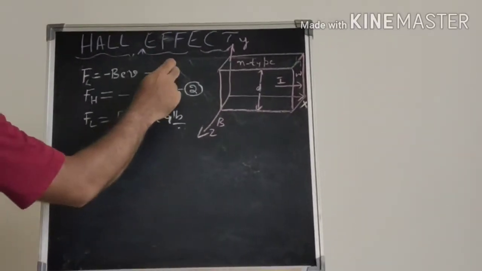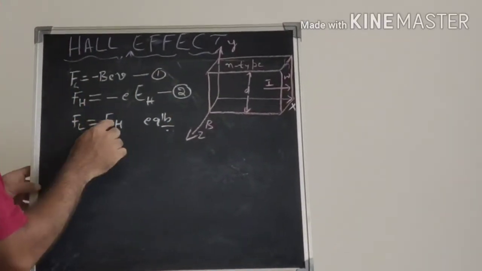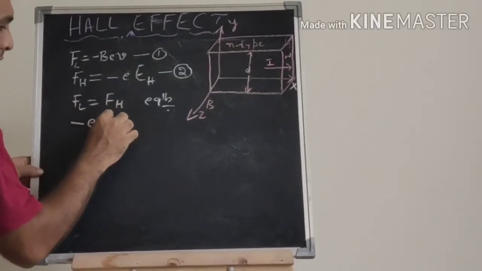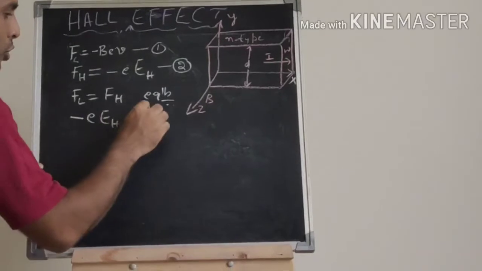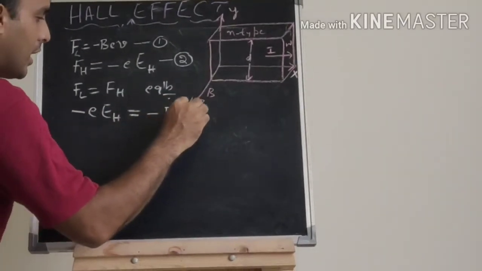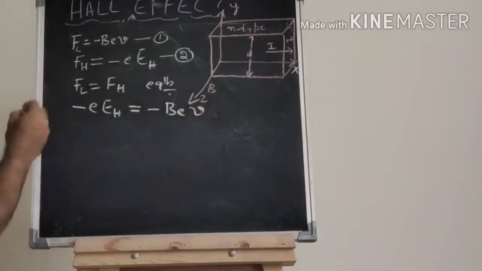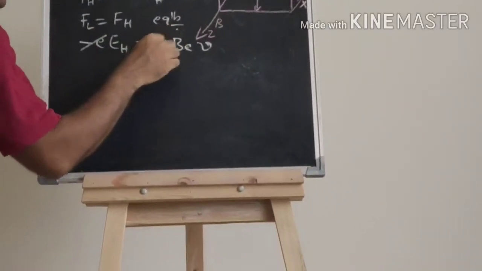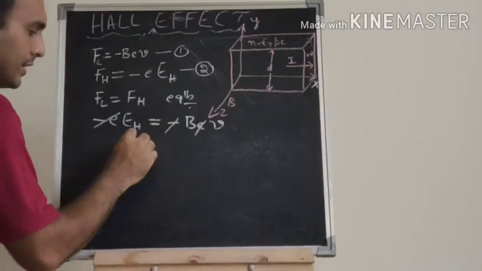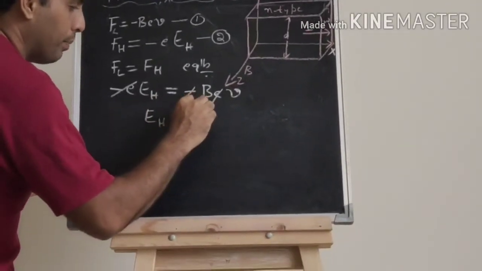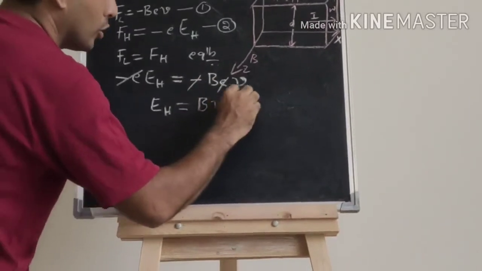Now, from equations number 1 and 2, if FL is equal to FH, we can write minus e into EH is equal to minus BeV. Here minus e and here minus e cancel. Therefore, we can write EH is equal to BV.